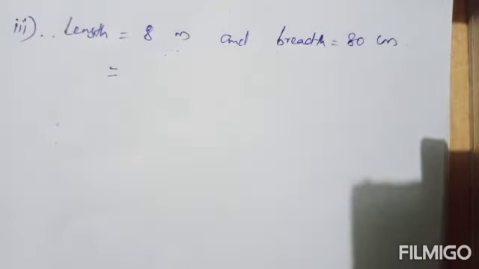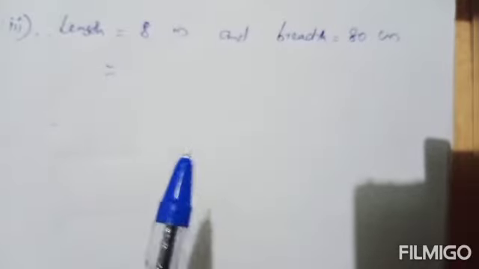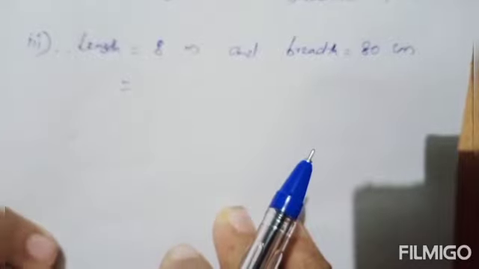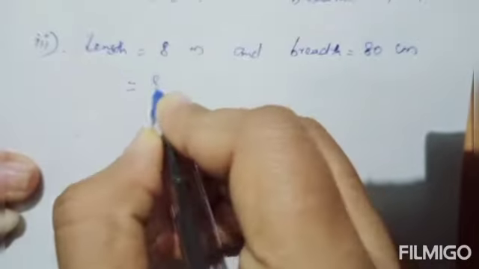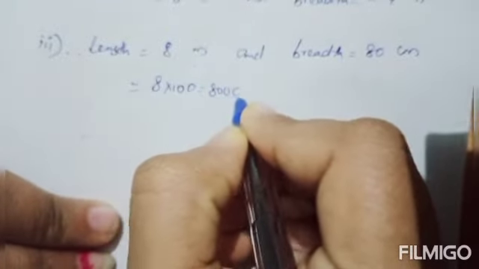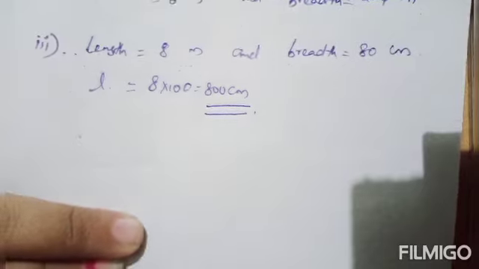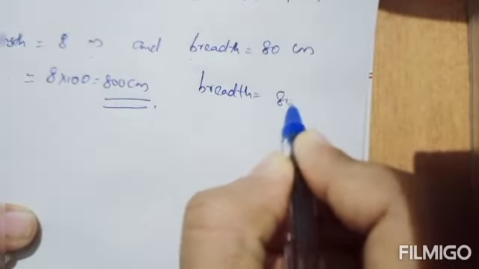You know the conversion. In order to convert meter to centimeter, just multiply by 100. 1 meter equals 100 centimeter. So 8 meter will be 8 into 100, equal to 800 centimeter. So the length equals 800 centimeter and breadth equals 80 centimeter, you can write.